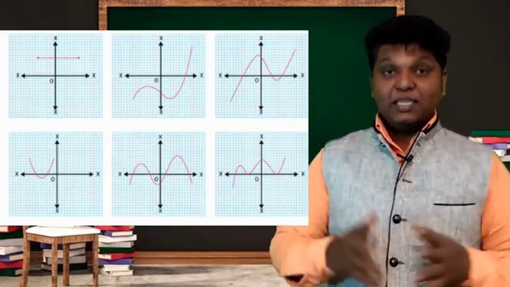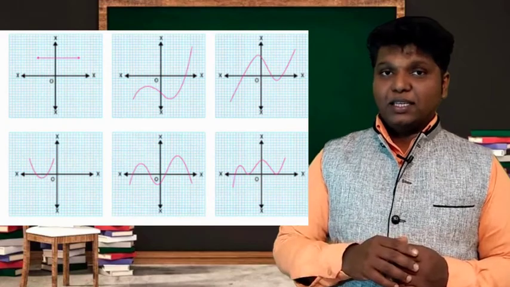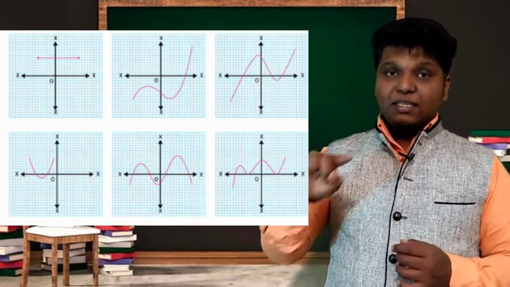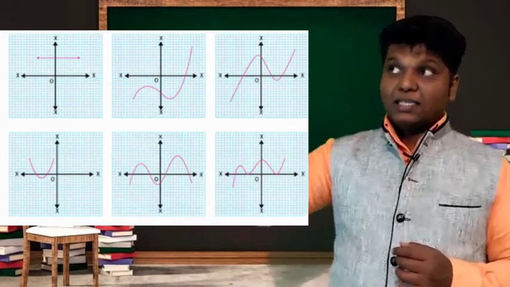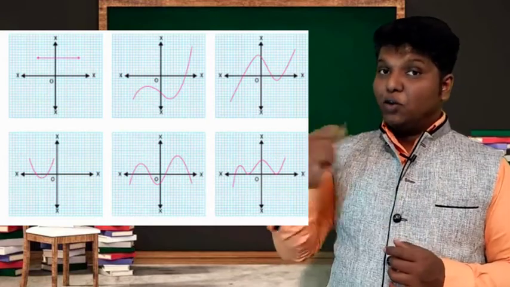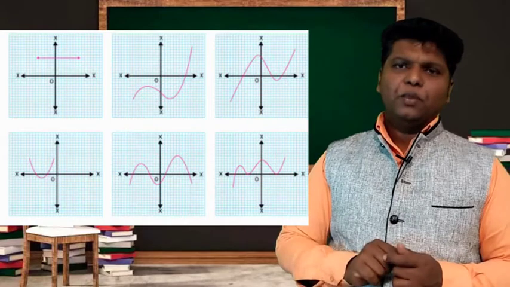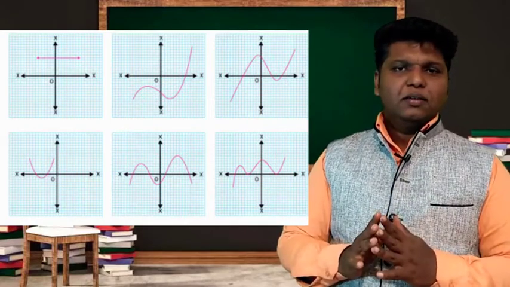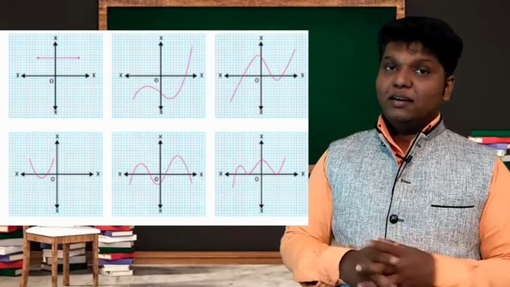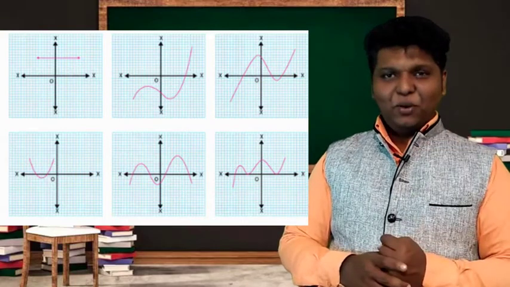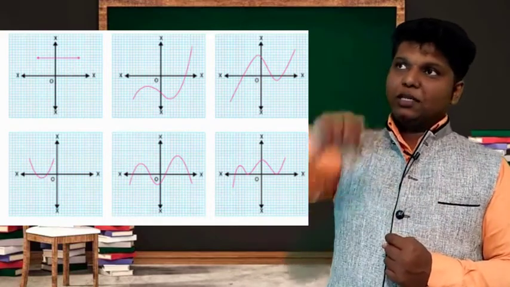Second question, see the second graph. In this graph you can see this arc is cutting the x-axis exactly at 1 point, right? It's only at one particular point that it is cutting. So how many zeros are there? Only a single zero.